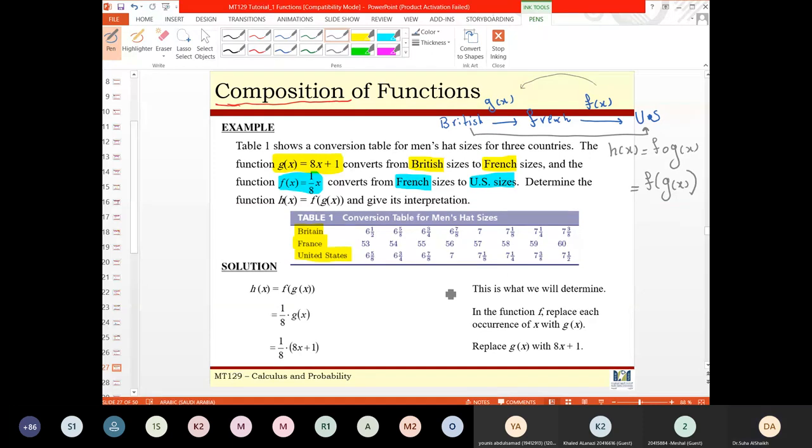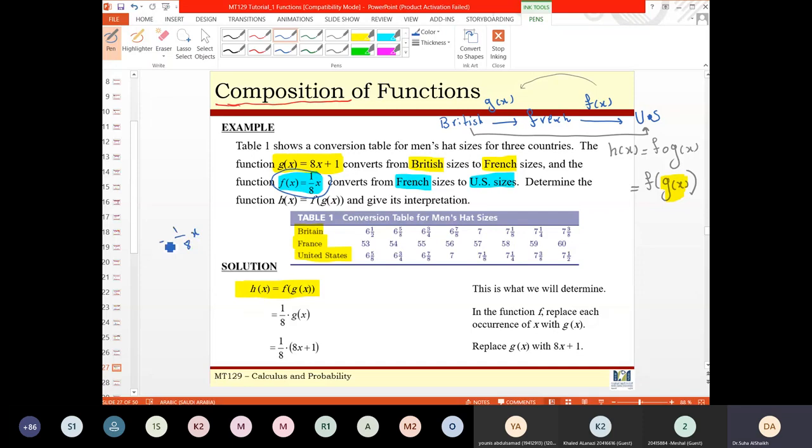Now look at the function f of g of x, meaning inside the f I will put the g. Instead of the function f of x, it's going to be f of g of x. So let's check how they did that. The h is f circle g of x, which is f of g of x. Where is the f? Here's the f. It is 1/8 x.